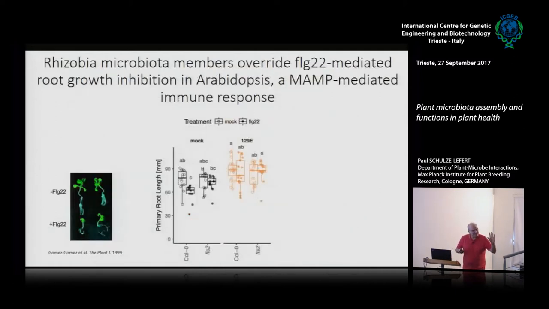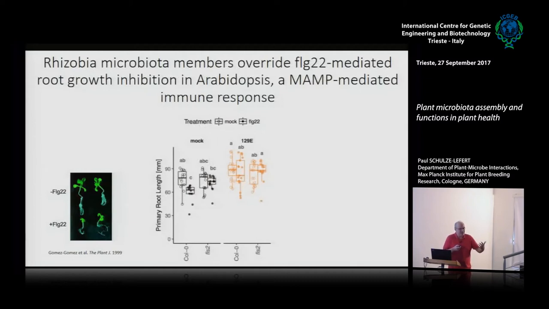So, a last original data slide. Just as you totally rely on an innate immune system, well, you also rely on an adaptive immune system that is required to really keep pathogens at bay.